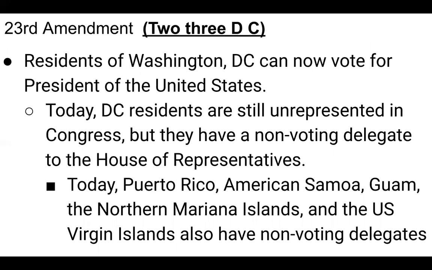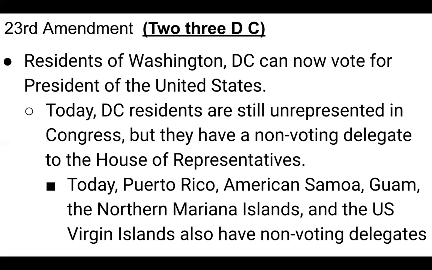Okay, 23rd Amendment, almost done. The corny phrase for this is 2-3 DC. So you have 2 terms, 2-3 DC. This just gives Washington, DC residents the right to vote. Now, if you're thinking to yourself right now, they couldn't? Yeah, I know, it's weird, right?